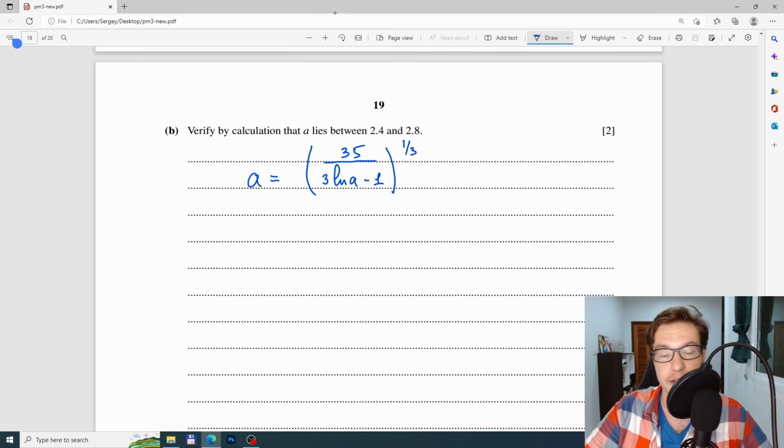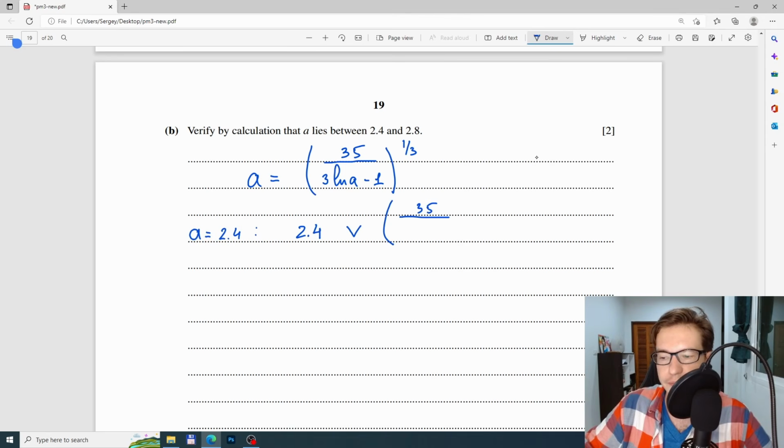Now, the next part is very standard. All I have to do is to substitute a equals 2.4 and a equals 2.8 and see if I can get the change of the sign between the left side and the right side. So first of all, let's substitute a equals 2.4. On the left side, I will get 2.4. And then on the right side, I will get 35 over 3 log 2.4 minus 1, to the power of a third.